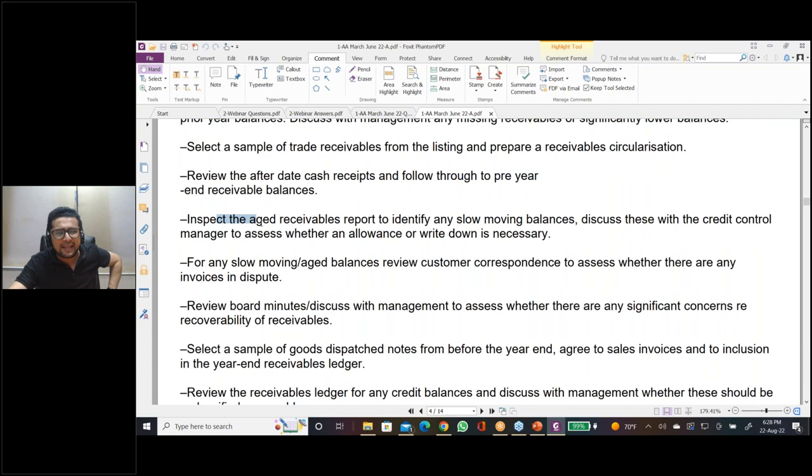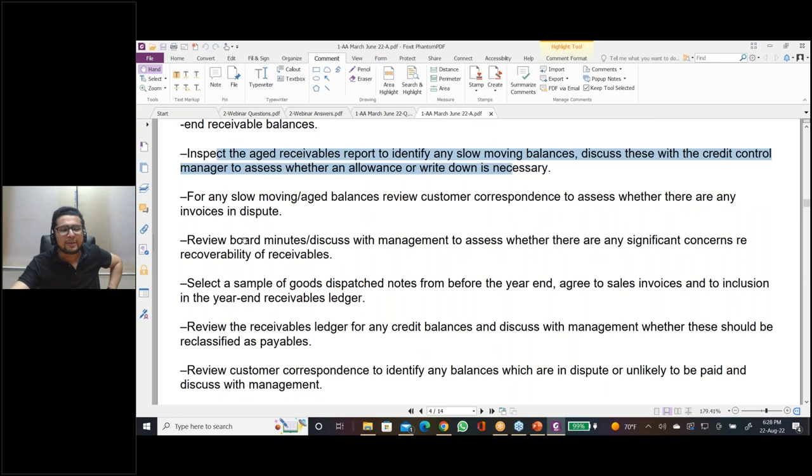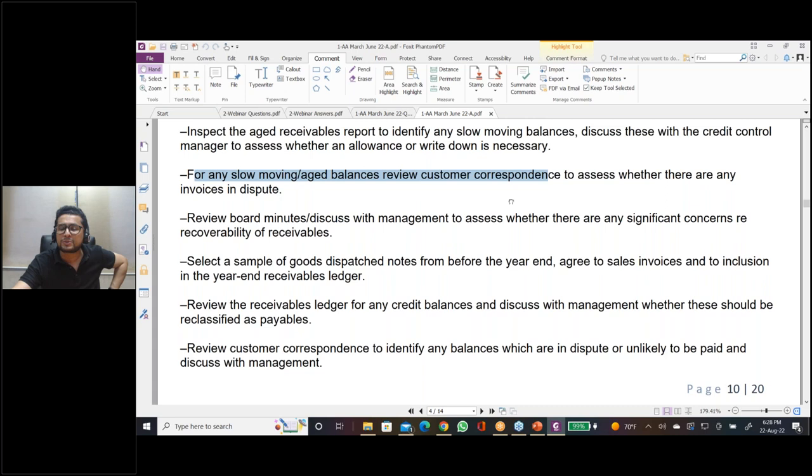Inspect the aged receivable report to identify any slow moving balance. Discuss these with the credit control manager to assess whether an allowance or write down is necessary. Similarly, for any slow moving or aged balance, review customer correspondence. So if a particular customer has a slow or aged balance, maybe there is some kind of dispute going on and that is why that customer is not paying the company. Review the minutes of the meetings. Maybe you will be able to figure out any significant concerns with respect to the recoverability of a particular receivable.